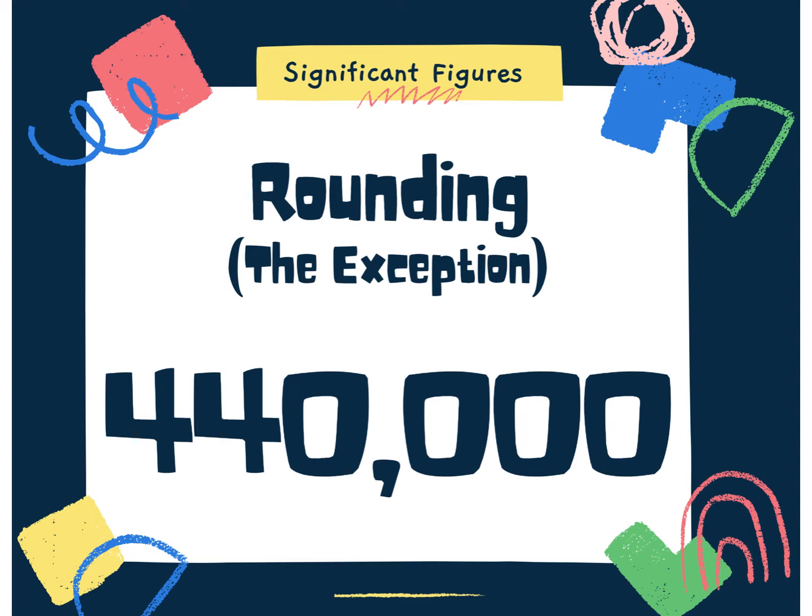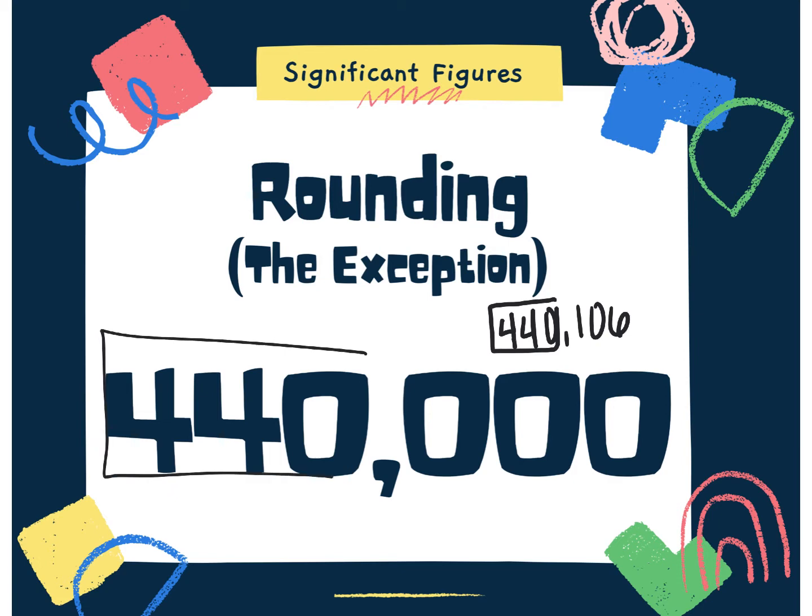In this case, let's assume we're talking about a population. Now, this population could have started out at 440,106. And let's say it had been rounded to the thousands place. In that case, all three of these digits, what it has been rounded to, are significant.